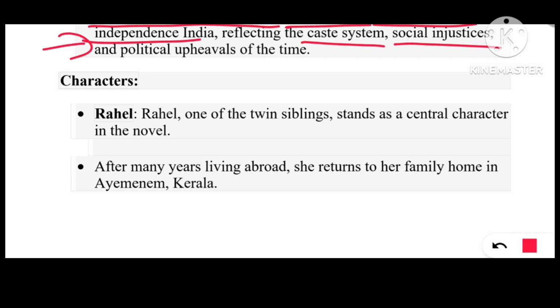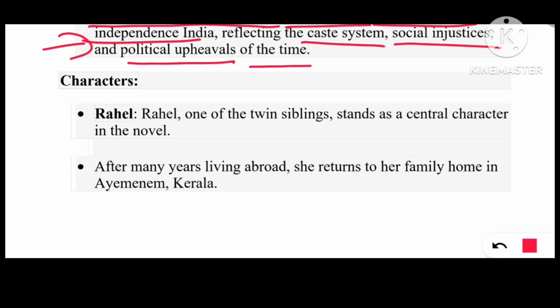There were untouchables, there were higher elite people, higher class, lower class. There was always a clash between these classes. Now, political upheavals of the time. Now, say political ups and downs, political unrest is seen here in minor areas as well.